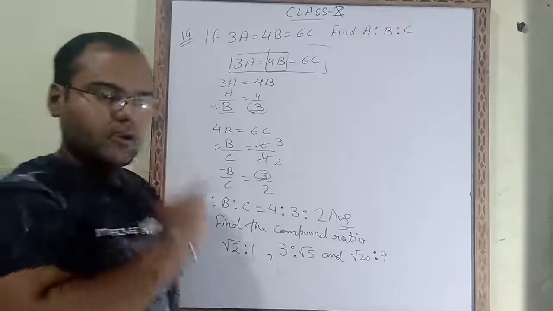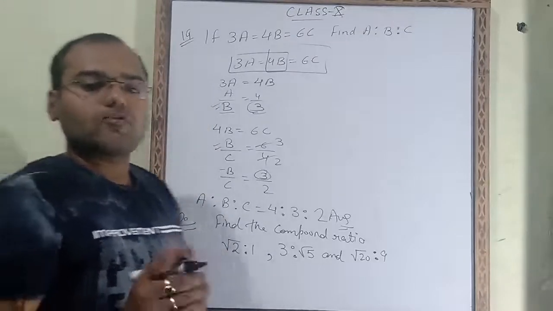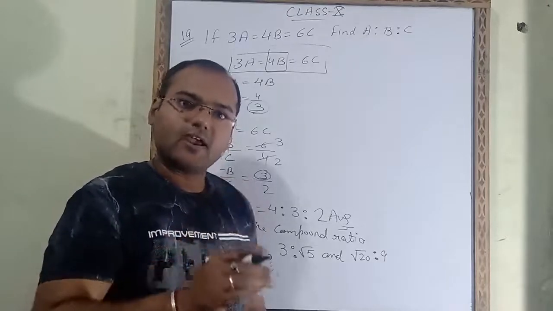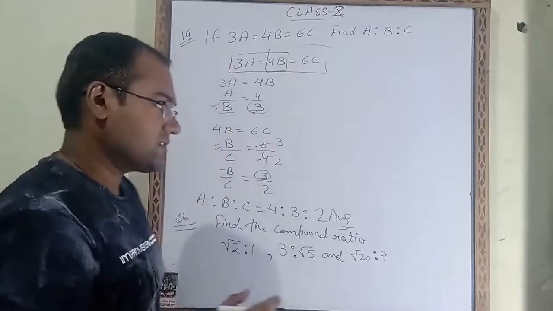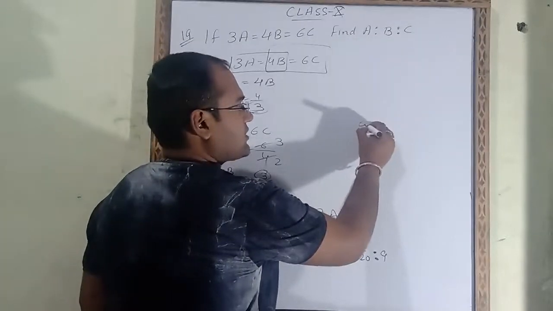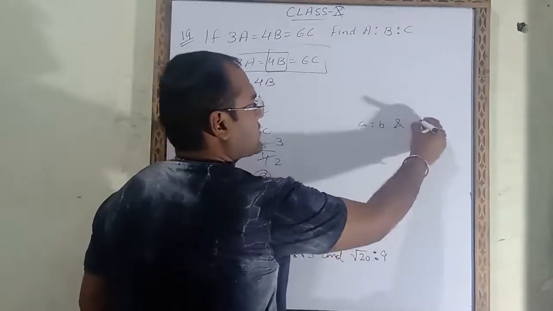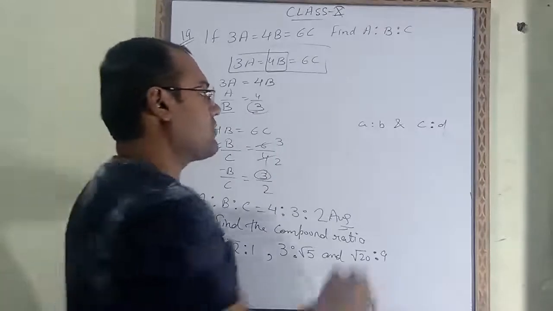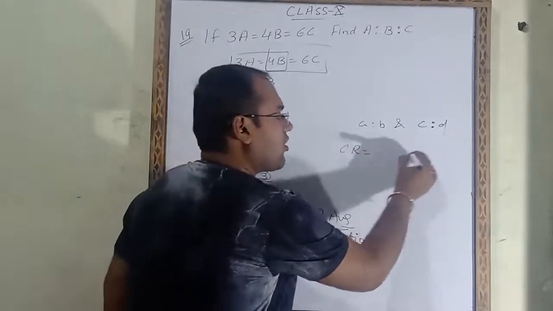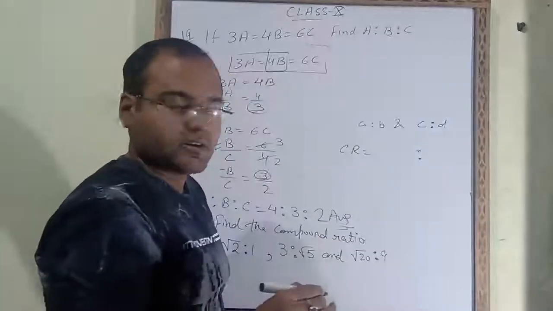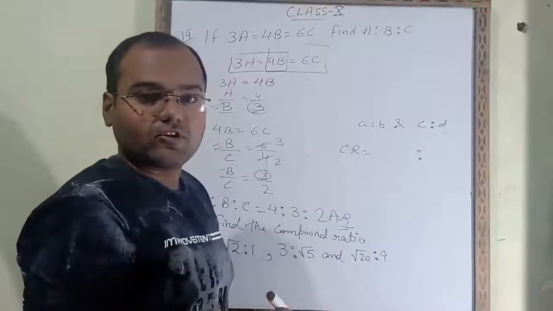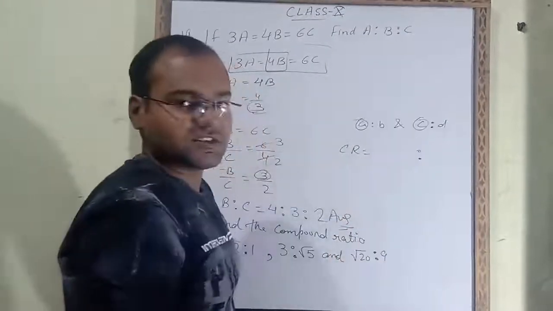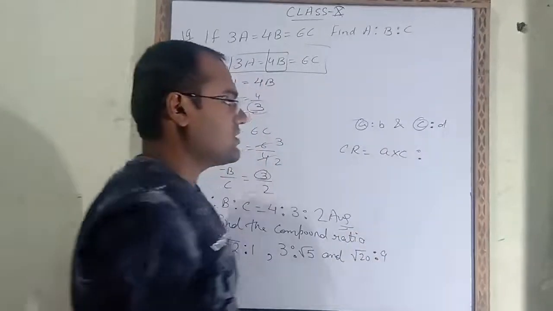We have to find the compound ratio. So what is compound ratio? Compound ratio is the ratio of the product of numerators and the product of denominators. What I said? Suppose two ratios are given. First ratio is A ratio B and second ratio is C ratio D, and we have to find the compound ratio. So compound ratio means the ratio of the product of the numerators or antecedents. In the first ratio the numerator is A, in the second ratio the numerator is C, that means A into C.